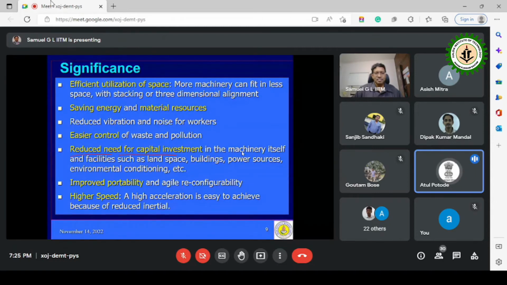Maximum or minimum, sir? We can use maximum RPM also. Okay, what is the maximum RPM which you have seen? Anyone else? What is the highest RPM which you have seen?